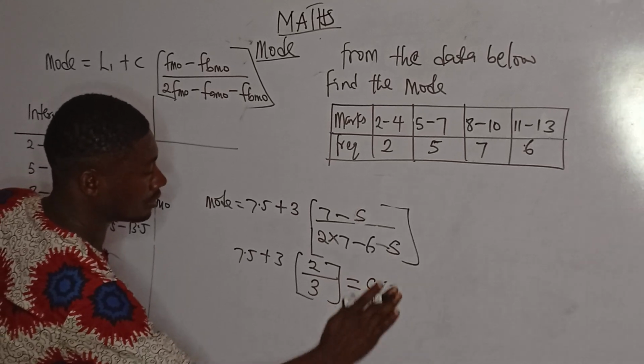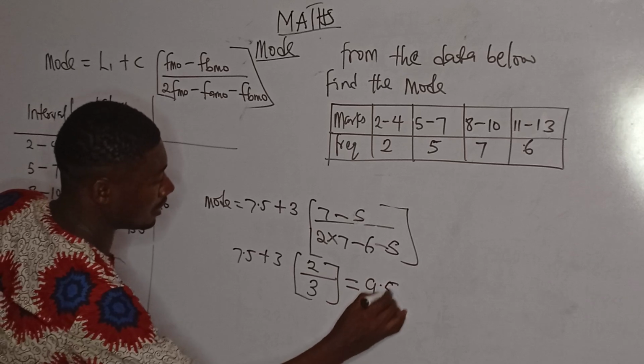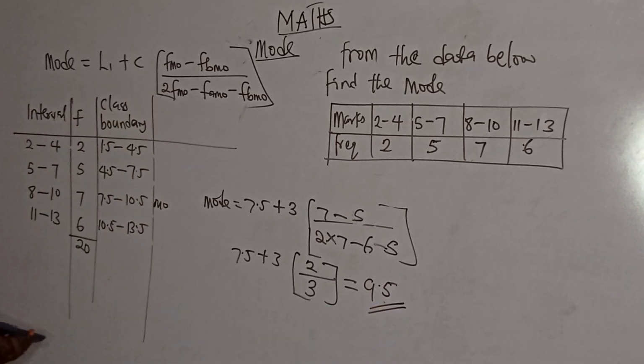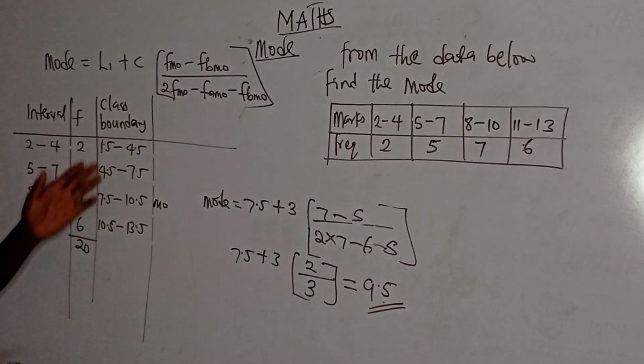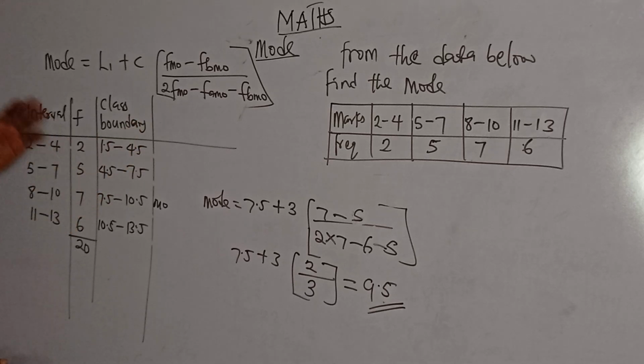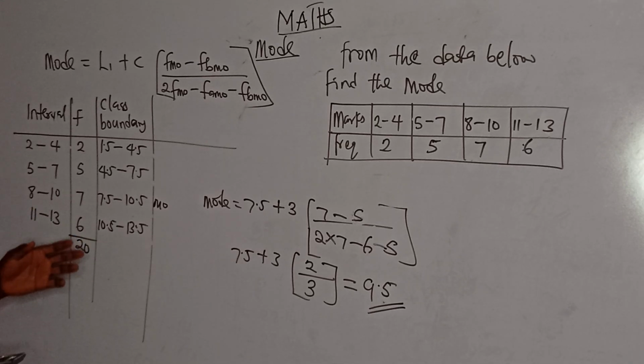So our mode is 9.5. That is it. As simple as that. Just follow the sequence. If there is any confusion, you can take the video back so that you can get that point. Or my WhatsApp line will always be in the comment section, so you can always chat me up and ask me where you are confused. I will always explain to you.